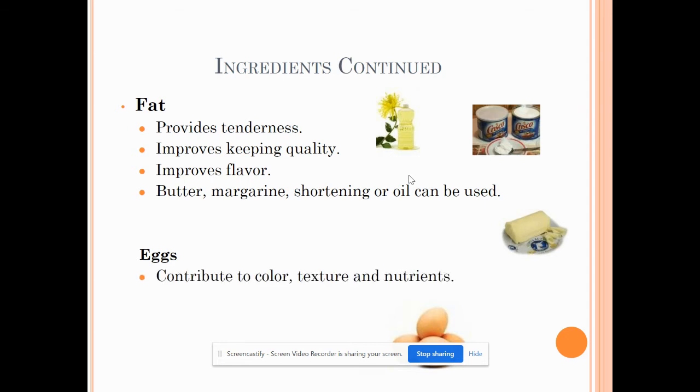Next, we have our eggs. Eggs are going to contribute to the color of your final product, the texture, and also include essential nutrients.